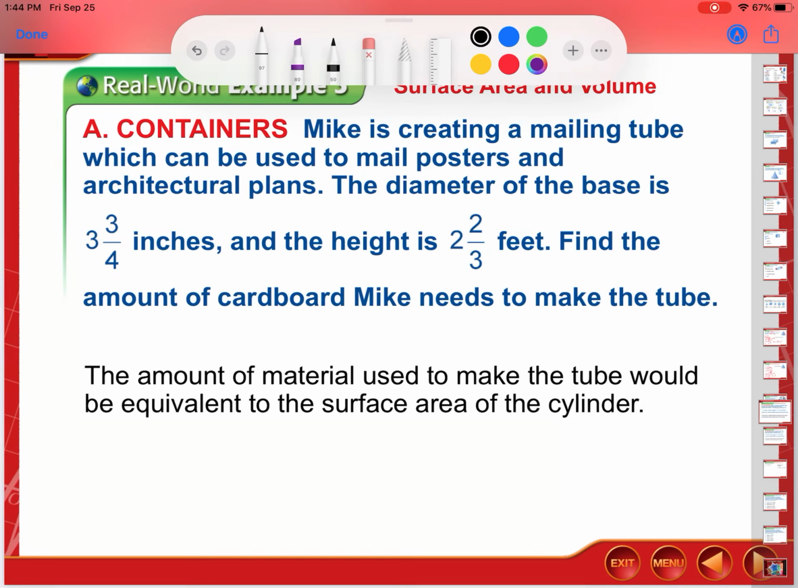Mike is creating a mailing tube which can be used to mail posters and architectural plans. The diameter of the base is 3 3/4 inches and the height is 2 2/3 feet. Find the amount of cardboard Mike needs to make the tube. I want you guys to try this on your own. My one hint is this measurement is in inches and this measurement is in feet. I would make both of them in inches, and that's going to make life a lot easier. So go ahead and pause the video and try this on your own. I'm going to write the answer in 5 seconds.